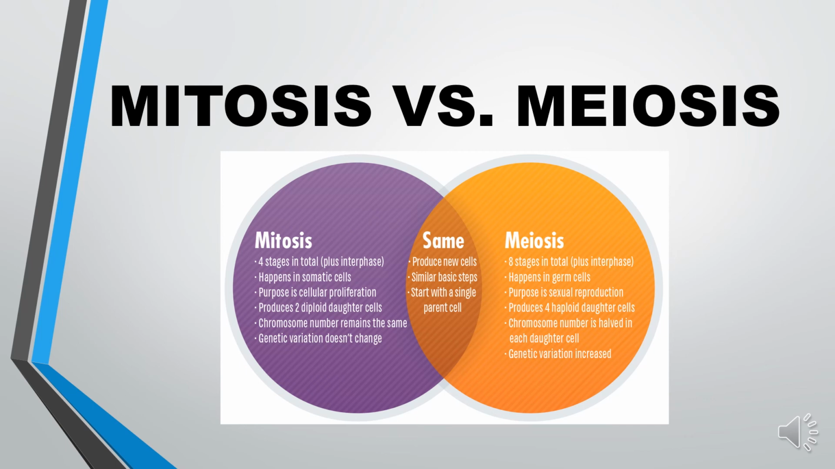So in mitosis also, the chromosome number remains the same. We already discussed it. We talk about 46 chromosomes at the start, and at the end we also have 46 chromosomes. But in meiosis, the number is halved in each daughter cell. And lastly, in mitosis genetic variation doesn't change, while in meiosis genetic variation increases. It's because of the law of segregation and law of independent assortment, or the crossing over in the pachytene. It's one of the reasons for the genetic variation in meiosis.